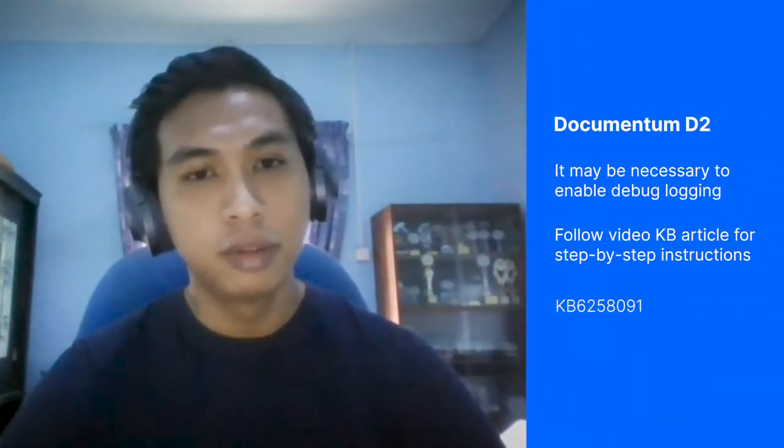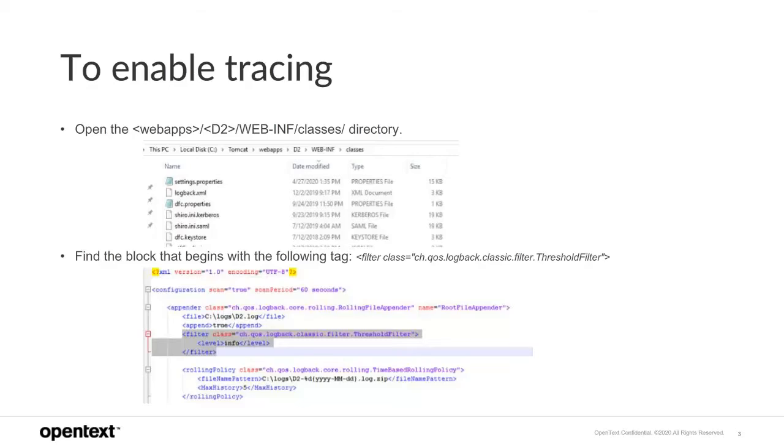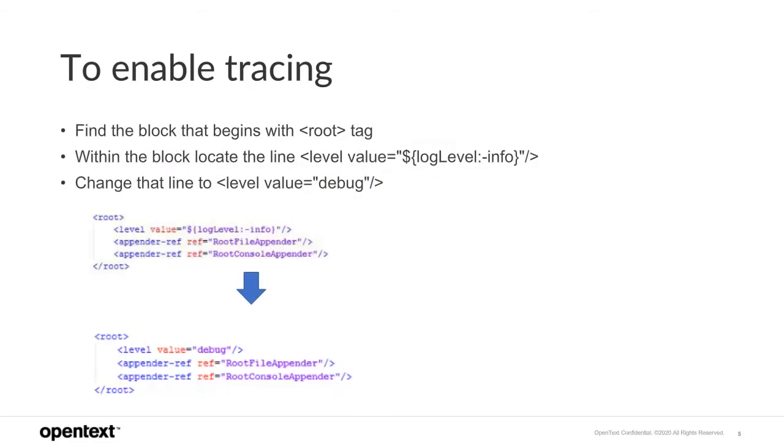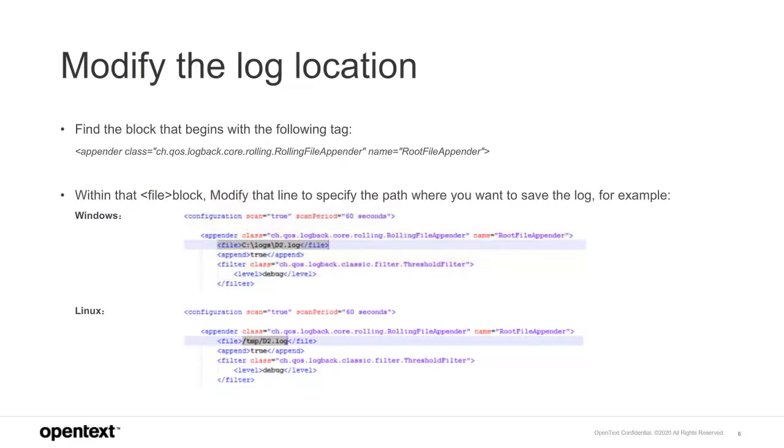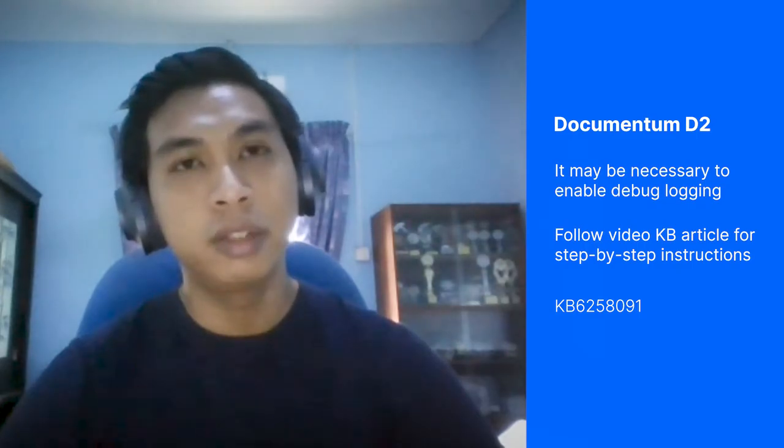Talking about troubleshooting D2 issues, it may also be necessary to enable debug logging so we could gather additional information on the application flow before the incident occurred. This video KB article provides easy to follow steps to enable debugging in D2.